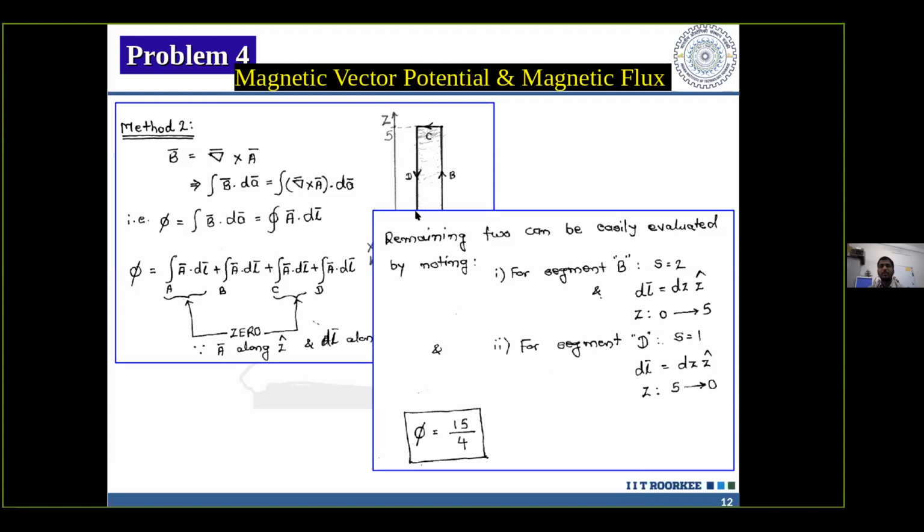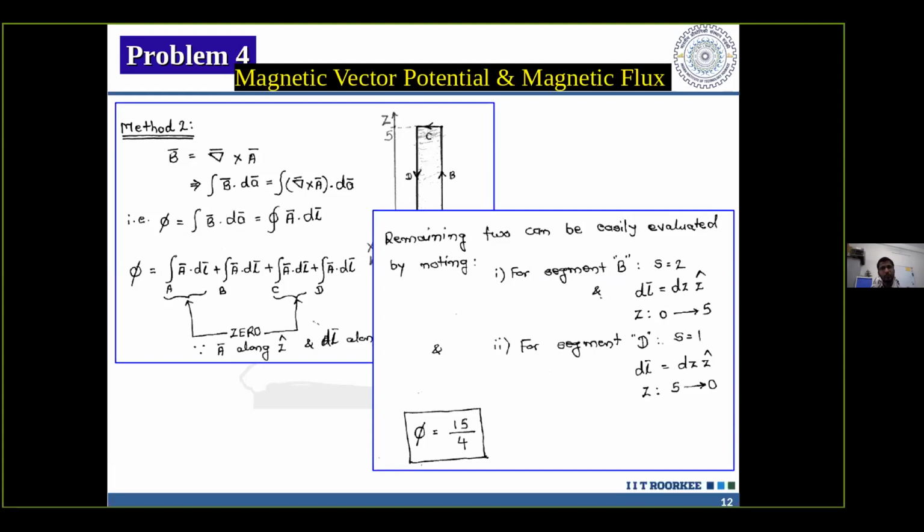So the point I'm trying to make here is that there are two different ways of solving the same problem. Which one is simple and which one is quick, that is up to you to decide. Now if you practice one method, you may feel that okay, this is a very easy method, that's fine, there is no problem, you can go ahead with that particular method.